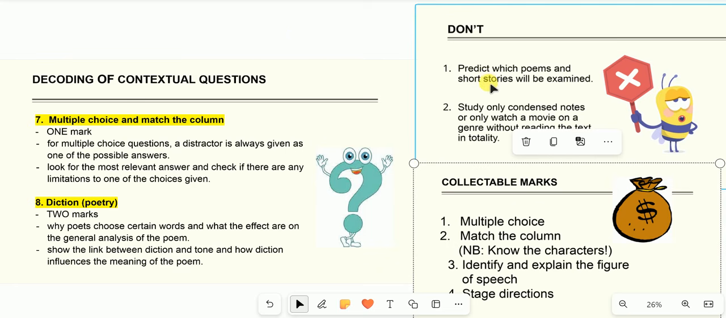And then don't predict which poems and short stories will be examined. Know all of them, please. Don't guess and pray that maybe a certain poem will come out. Please err on the side of caution and be fully prepared. Know all of them. And then diction with poetry is just nothing but the choice of words.